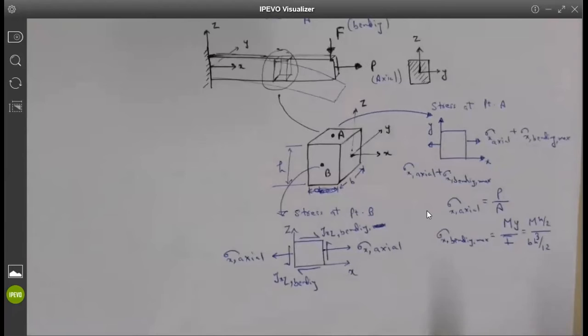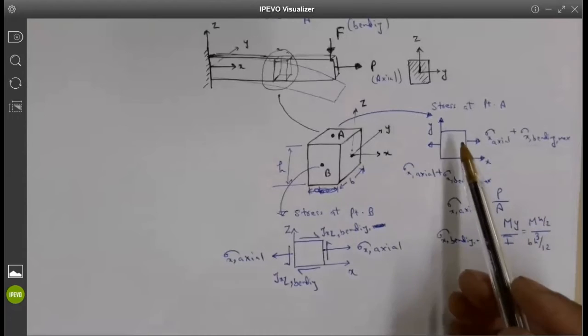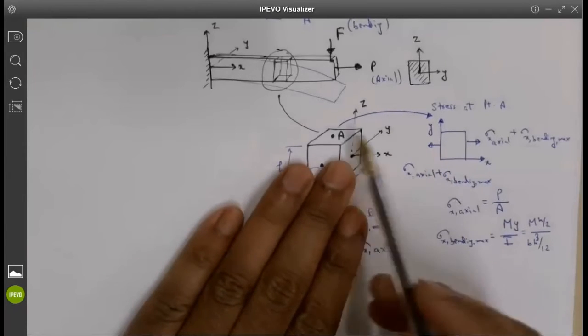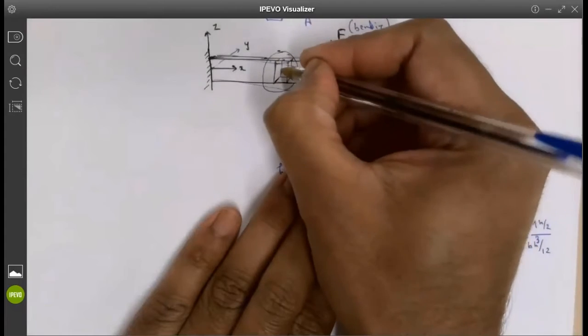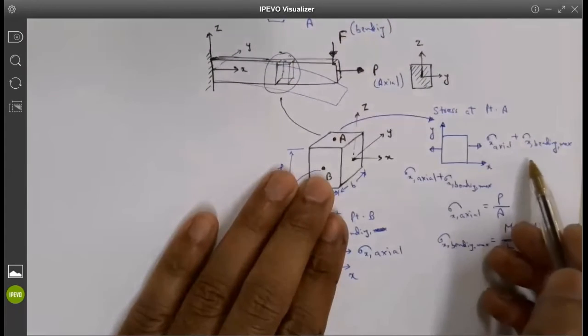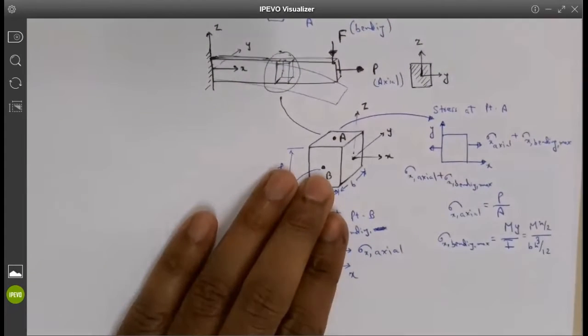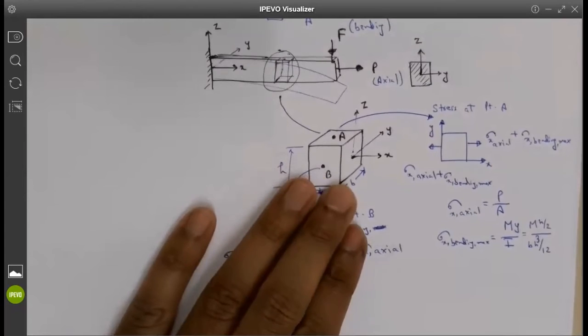At this point, I only ask you to focus on what we are doing and try to see if you understand. If you're not understanding it, please let me know and I will try to explain again. If you forget about B, just look at point A, which is the top part. This is point A and this is point B. So at point A, this will be the stress represented. Is everybody getting what I'm trying to say?